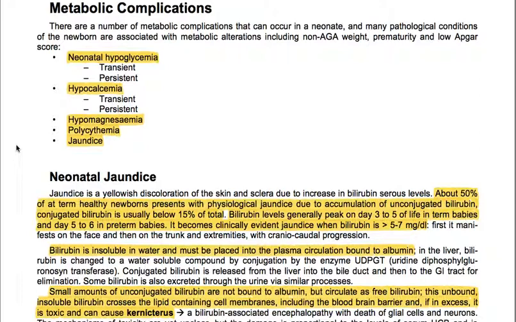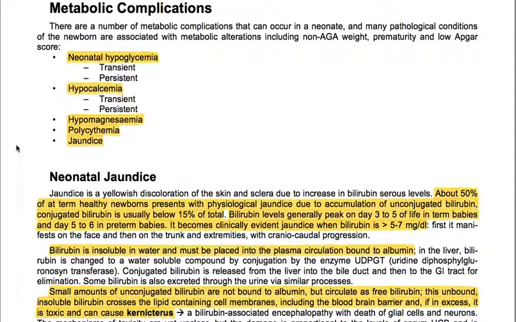Bilirubin is insoluble in water and must be carried in the plasma circulation bound to albumin. In the liver, bilirubin is changed to a water-soluble compound by conjugation by the enzyme uridine diphosphoglucuronate glucuronosyltransferase. Conjugated bilirubin is released from the liver into the bile duct and then to the GI tract for elimination. Some bilirubin is also excreted through the urine by similar processes. Small amounts of unconjugated bilirubin are not bound to albumin, but circulate as free bilirubin.